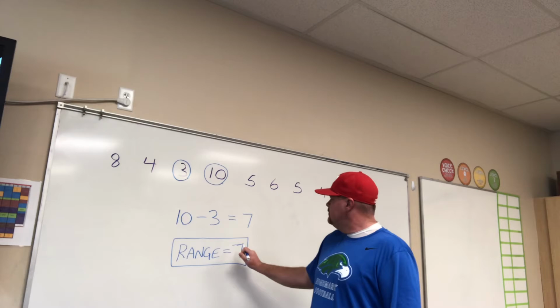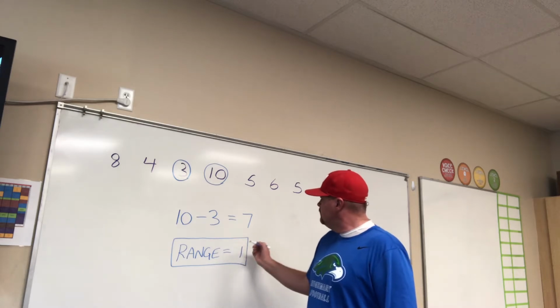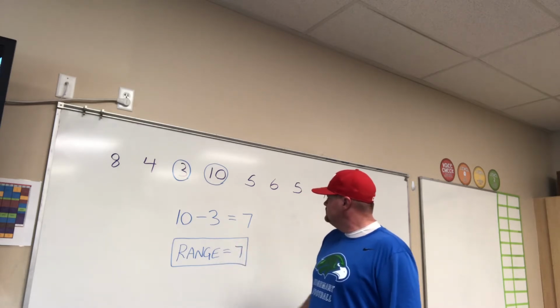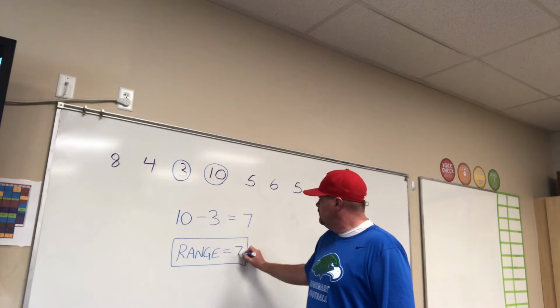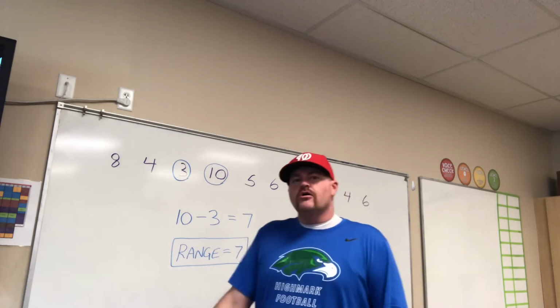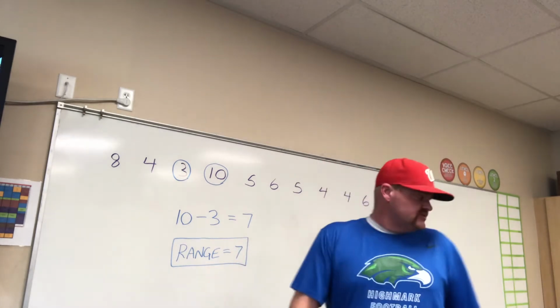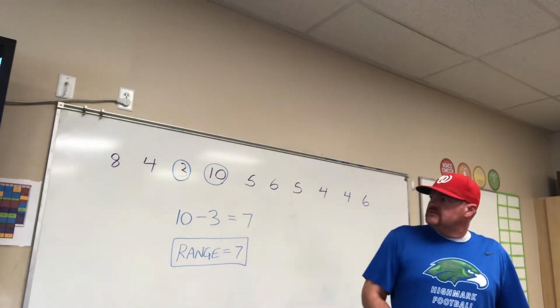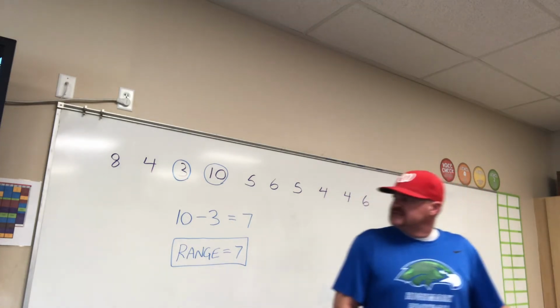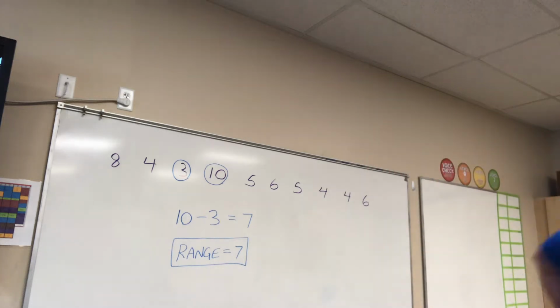Okay? It's a bad 7. It's still a bad 7. Good enough. So that's an example of range. Okay? So let me give you the next thing. In fact, let me close this thing on the computer really quick.